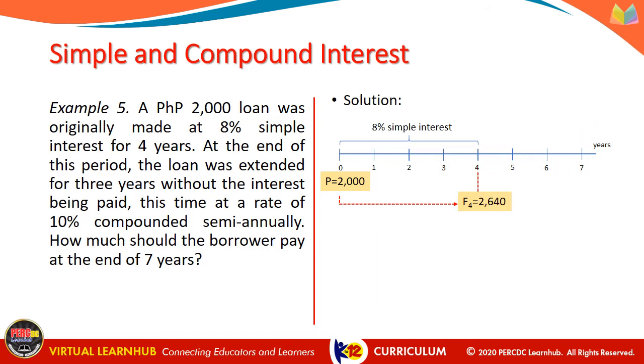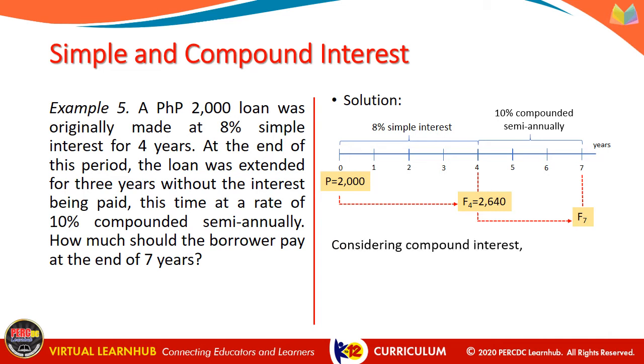Okay? Now that we know that F sub 4 is equal to 2,640, this loan will be extended for the next 3 years. But for these next 3 years, the interest will now be 10% compounded semi-annually. So to compute for F sub 7, we will use the formula F sub 7 is equal to F sub 4. F sub 4 will serve as the principal for compound interest computation times quantity 1 plus R over M raised to MT.